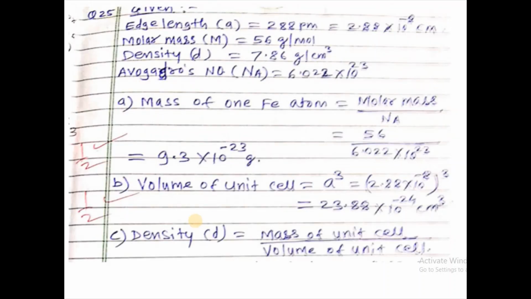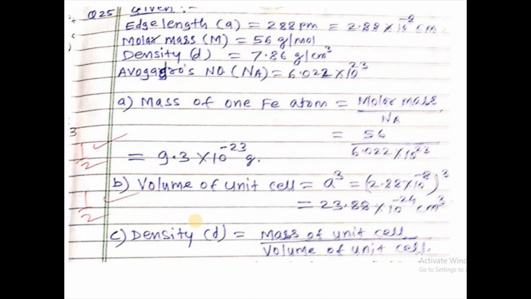Question number 25: the unit cell of a metal has an edge length of 288 picometer and density of 7.86 gram per centimeter cube. Determine the type of crystal lattice. Atomic mass of the metal is 56 gram per mole. We have to first find the number of atoms, and if we can find the number of atoms per unit cell, we can find the type of crystal.